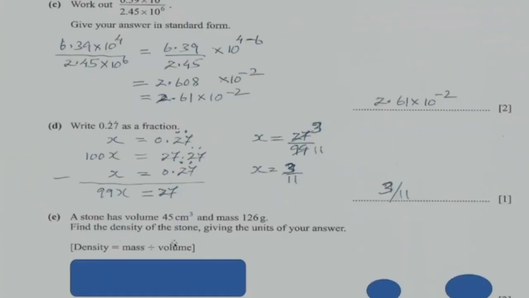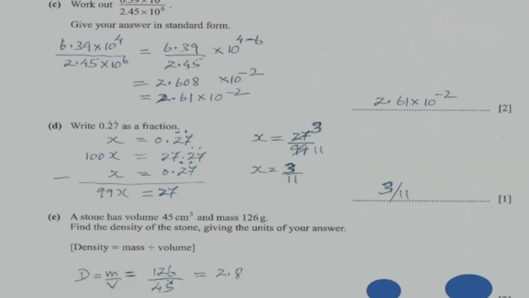A stone has volume 45 cubic centimeters and mass 126 grams. Find the density of the stone. Give the units of your answer. See, density equals mass over volume. The formula is given. We know the mass and volume, then we can calculate this value.